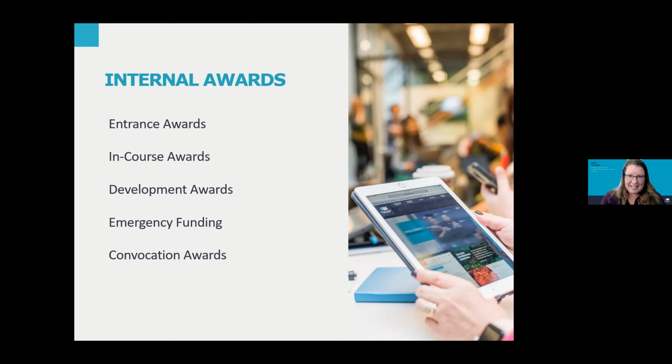Emergency funding is, again, for unforeseen emergency circumstances that come up along the way. It's a very small pot of funding intended to help students with, for example, a student who was out canoeing one day and dropped his prescription eyeglasses into the water and couldn't afford to replace them. So that's what emergency funding is for.